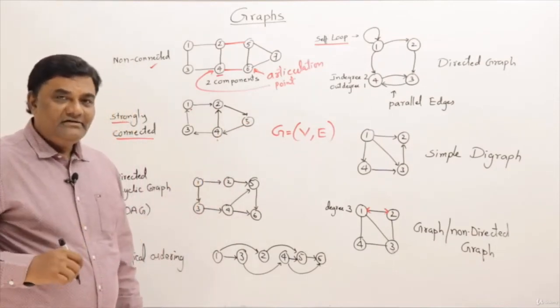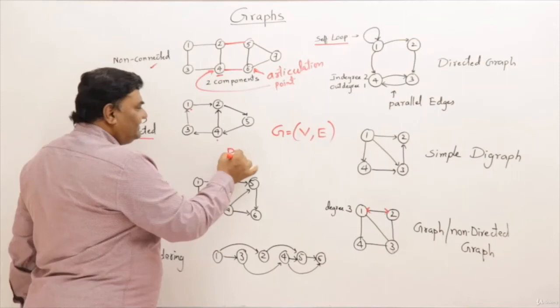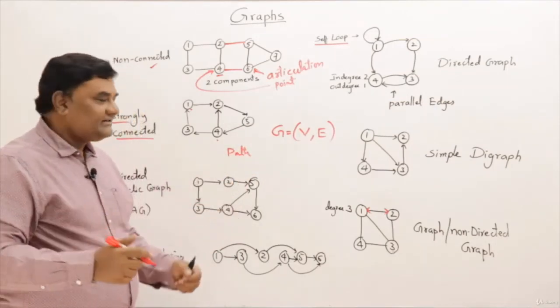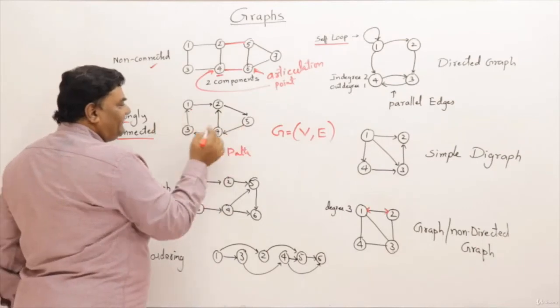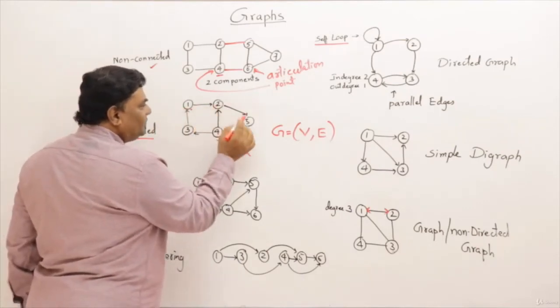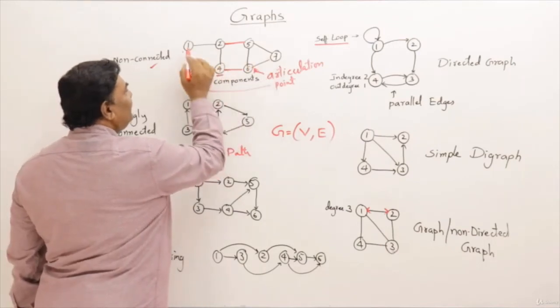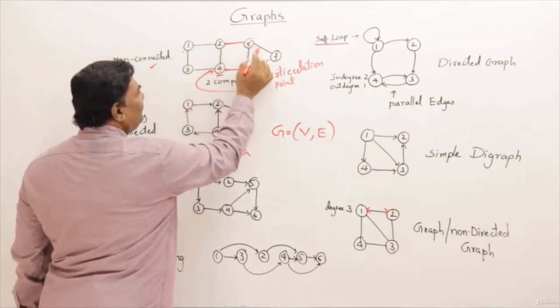The next thing we will learn about is path. Path is the set of all the vertices in between a pair of vertices. Like from 1 to 5, the path is 1 to 2, then 2 to 5. Now similarly here, the path from 1 to 7 is you can go to 2, then 5, then 7.